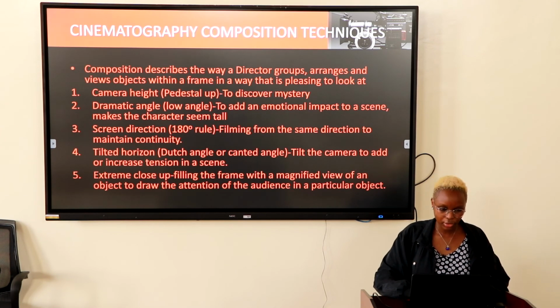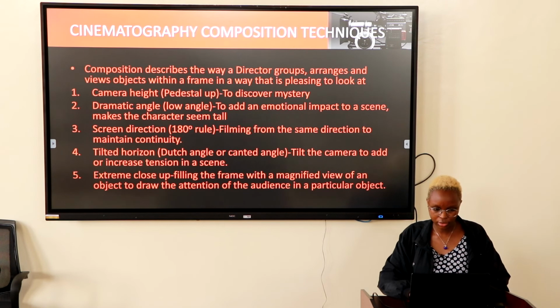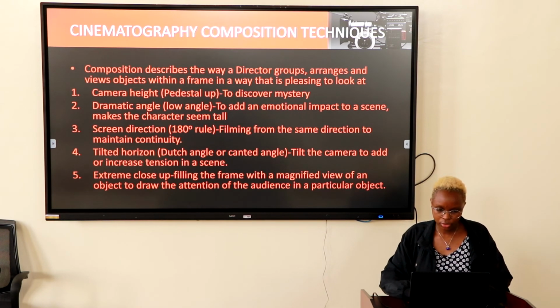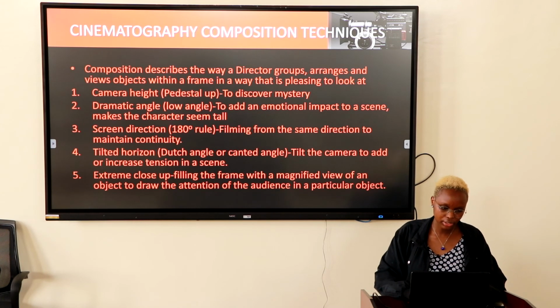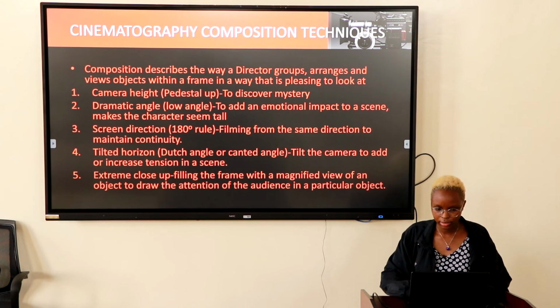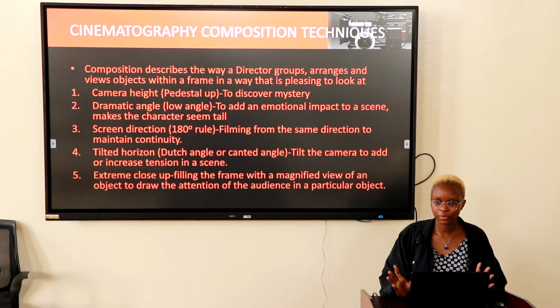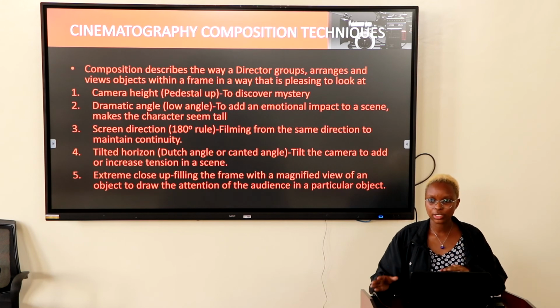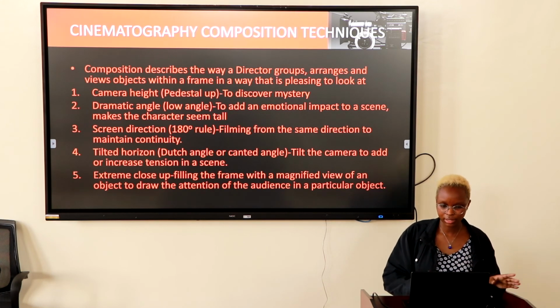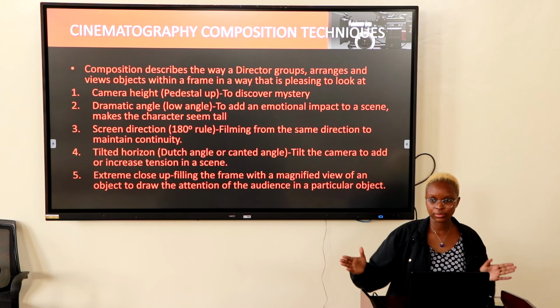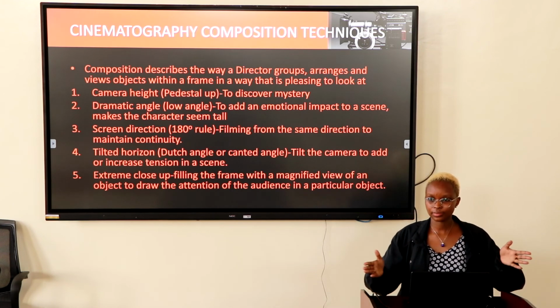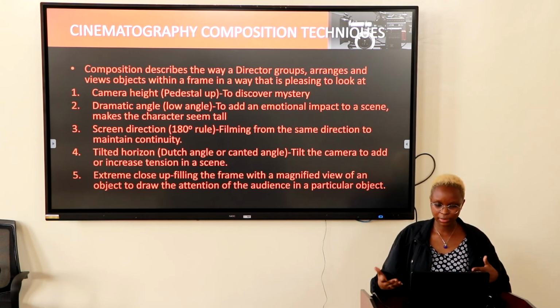And then tilted horizon, or a Dutch angle or canted angle. So this is tilting the camera to add or increase tension in a scene. For example, a scene in a horror movie where we're looking at how someone is terrified by a certain monster. So we can tilt to show the body language or something of the sort.